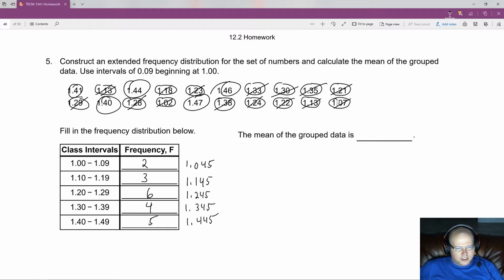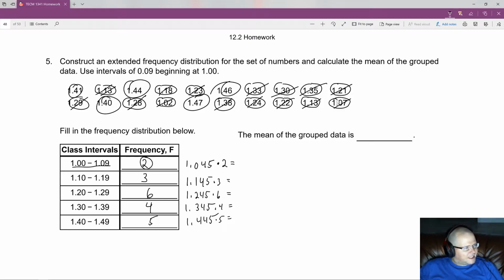And then what you're going to do is multiply the average, the midpoint of this, by the frequency. So we're going to multiply that by 2. And then we're going to multiply this by 3. We're going to multiply this by 6. We're going to multiply this by 4. We're going to multiply this by 5.